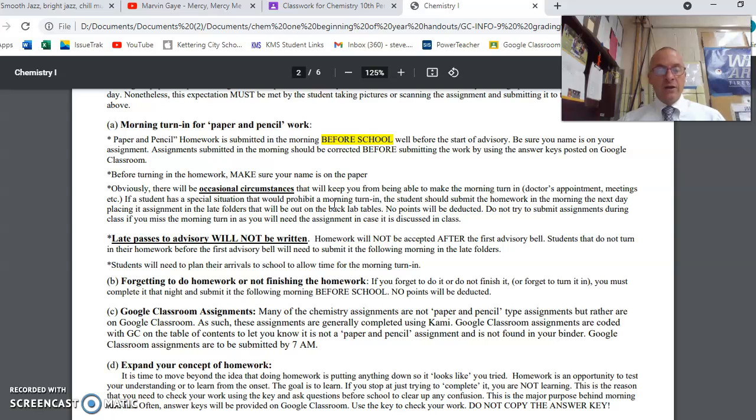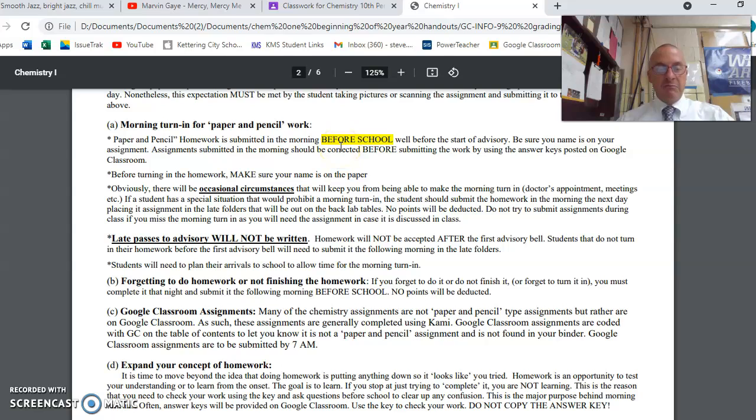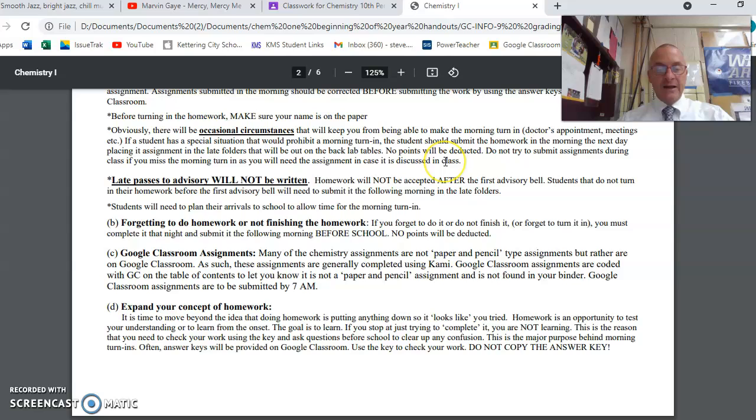In the back of the room where the folders are, you'll see a folder marked late assignments. You'll put your folder in the late assignment if it wasn't being turned in on the day that it was actually due. More than likely, you will not lose any points for turning it in late in the late folder, because you are going above and beyond the call of duty by turning your work in before school. So I will work with you if you're having trouble getting it into the folder before school. So again, points will not be deducted if you have reasons for not getting the stuff in.